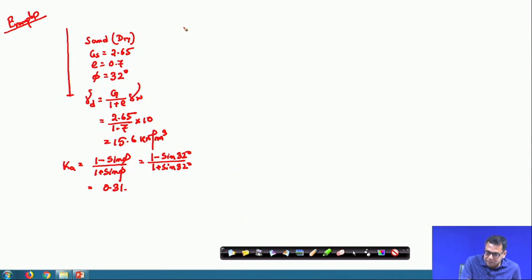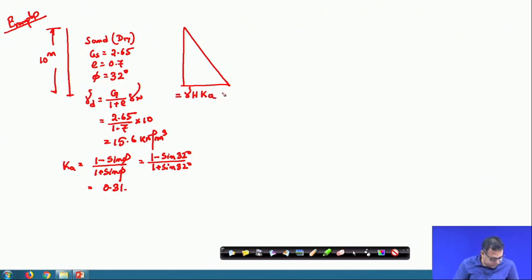So, my distribution of the earth pressure will be like this, because this is homogeneous soil. This value is equal to gamma into H into Ka, where H is 10 meter. So, this value is gamma 15.6 into H 10 into Ka 0.31.